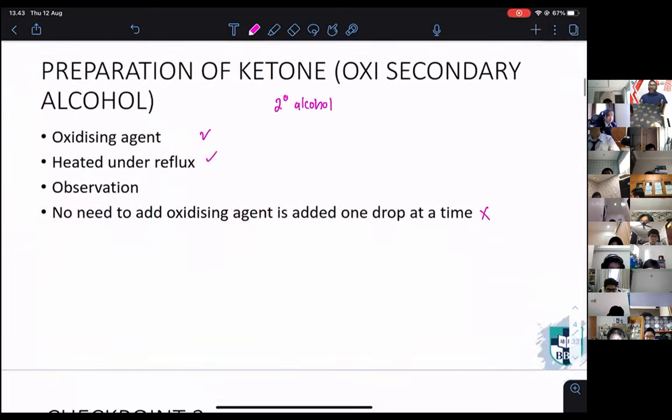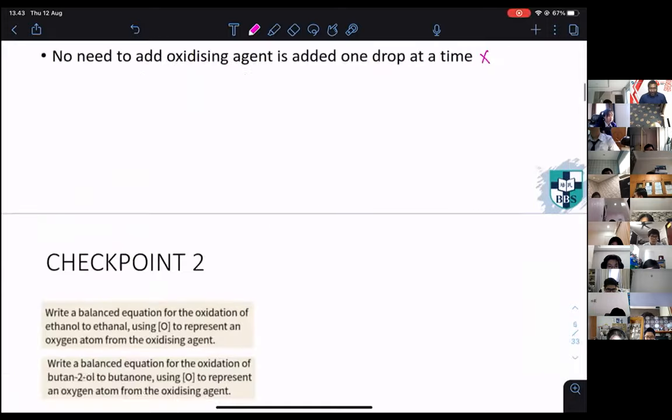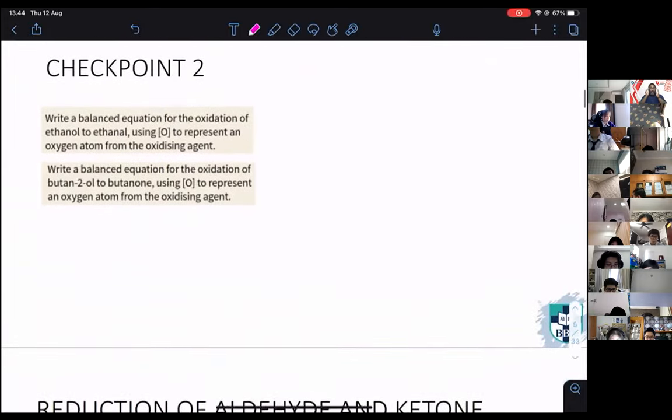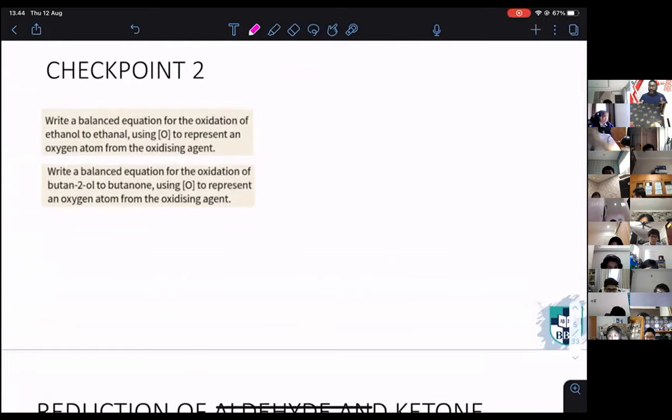So that is preparation. Now we have our carbonyl compound ready, ketone and aldehyde. Let's actually look into the reaction. But before we go into the reaction, maybe we just write some equations involving them. Write a balanced equation for the oxidation of ethanol to ethanal. I always suggest students draw the displayed formula if you cannot visualize.